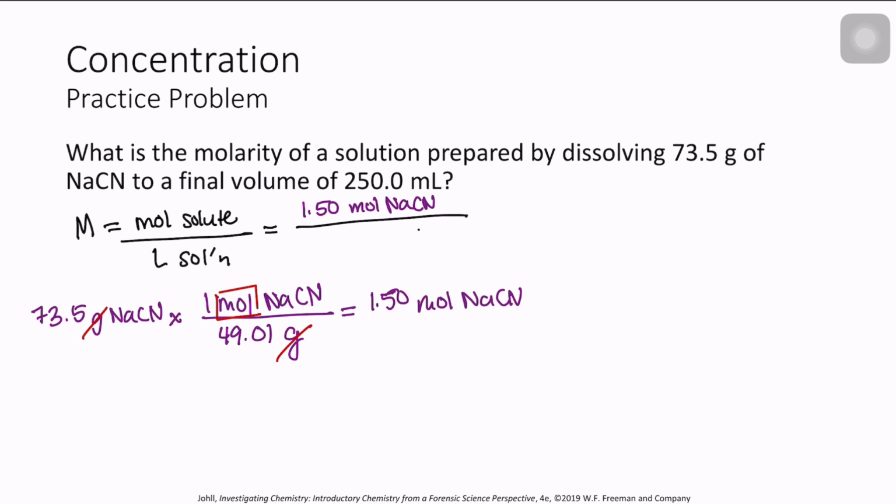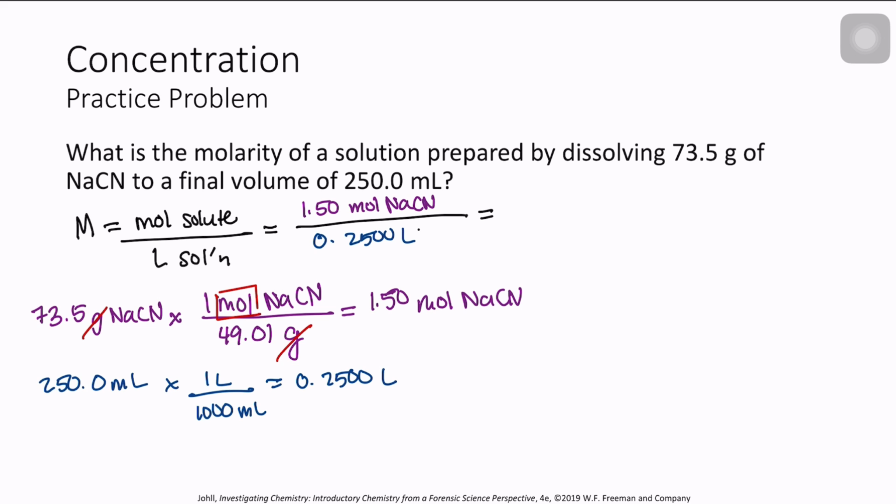So now I'm going to convert from 250 milliliters to liters. And we can do that using the metric system. So 1 liter is equal to 1,000 milliliters. And when we do that, we get 0.2500 liters. So I can take that number and plug that into my equation.